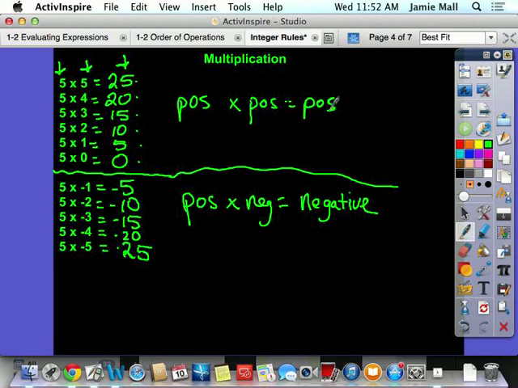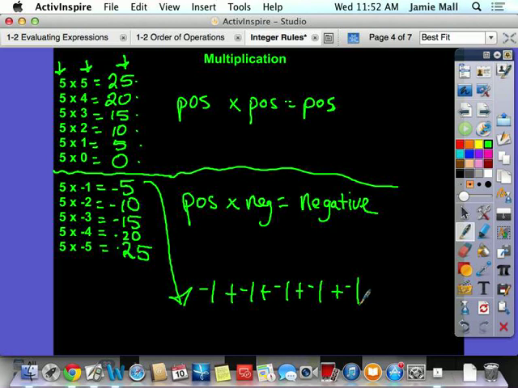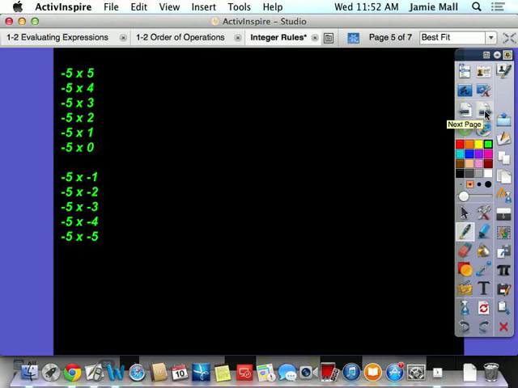Another interesting way to think about multiplication is that multiplication is repeated addition. So if I think about what 5 times negative 1 means, it essentially means negative 1 plus negative 1 plus negative 1 plus negative 1 plus negative 1. I know that equals negative 5. So this is just another way to think about why a positive times a negative equals a negative.